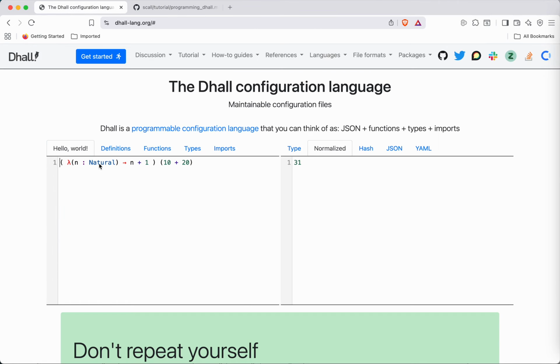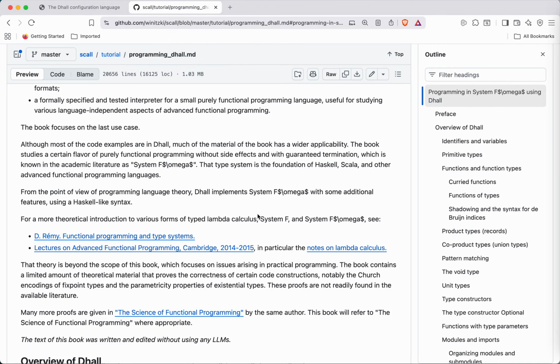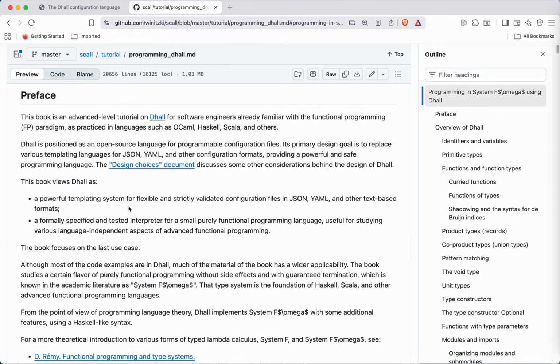So because here I could say lambda with a different type annotation, and right away I have the entire power of System F Omega at my fingertips. So in my view, certainly it is very useful to have a templating system that replaces the jumble of templating languages for JSON and YAML. But my interest for this book is to explore the kind of programming that you get if you start working with this sort of lambda calculus.